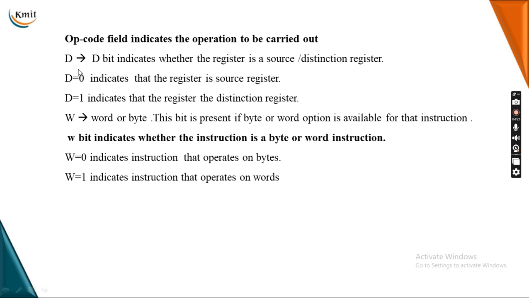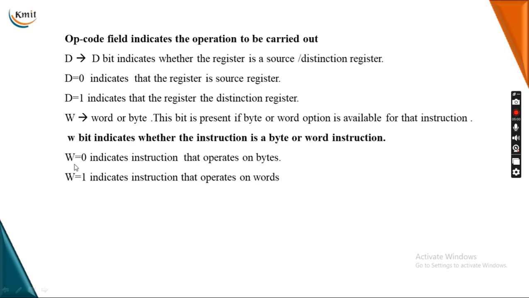D equal to 0 means the register is a source register, so we can move data from the register to the memory. Here the register is my source. When D is equal to 1, we can move the data from memory to the register, so the register is the destination register. Whereas W is nothing but word or byte, the width: how much amount of data, bytes or words, we are able to transfer.